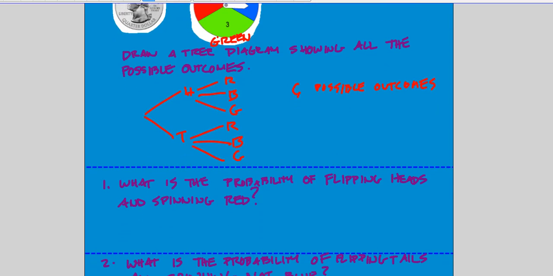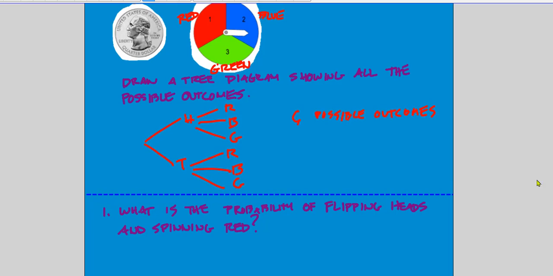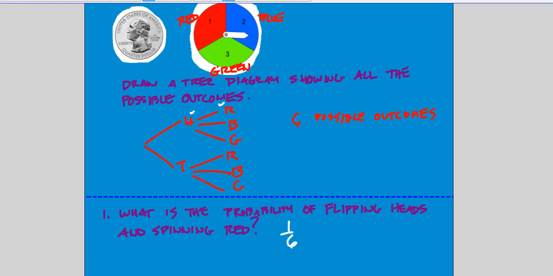So what's the probability of flipping heads and spinning red? Well, you can look at it in the table here. Heads and red would be right here, and that's 1 out of 6 ways of doing it. Now notice you can look at a table, but you could also go, okay, well the probability of flipping the coin heads is going to be 1/2. The chance of red is going to be 1 out of 3. Notice when you multiply those together, you get 1/6.